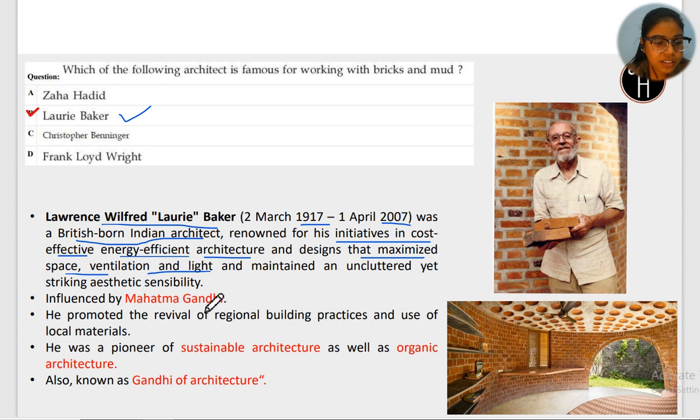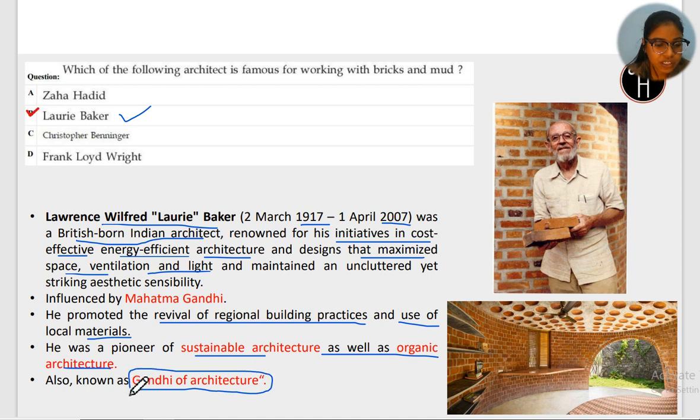The next point is that he promoted the revival of regional building practices. Regional building practices means utilizing local material or using the regional architecture style, although it is written over here as the use of local material. He was a pioneer of sustainable architecture as well as organic architecture. For that reason, he is also known as the Gandhi of architecture. This is a very important point: Laurie Baker is also known as the Gandhi of architecture.